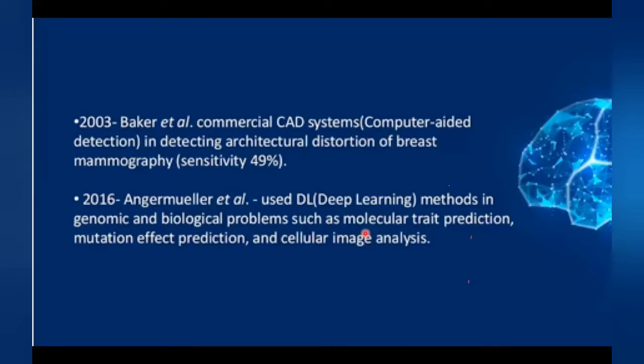In 2016, the deep learning method was widely used to bring out the genomic and biological problems such as molecular trait prediction, mutation effect prediction, and cellular image analysis. So this is a very recent thing where deep learning has been used to bring out the genomic probabilities of a tumor.